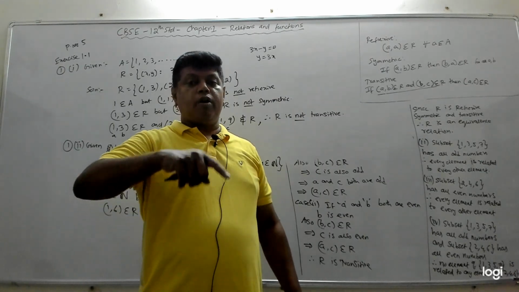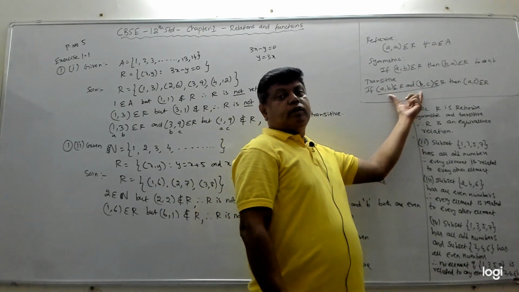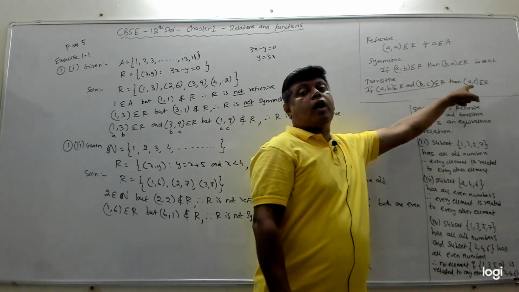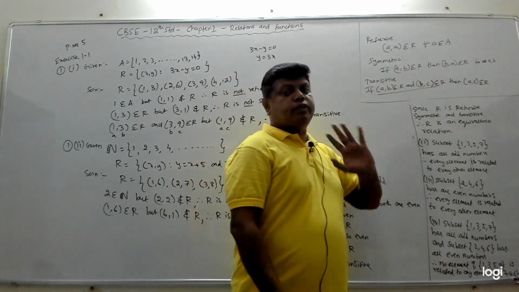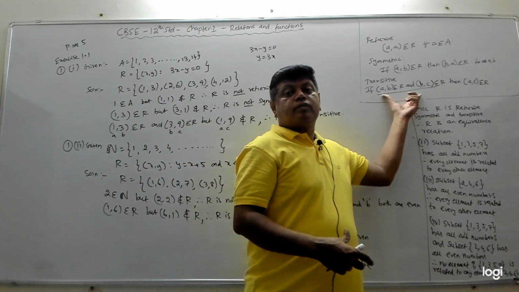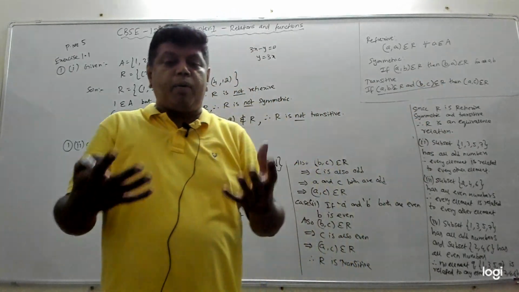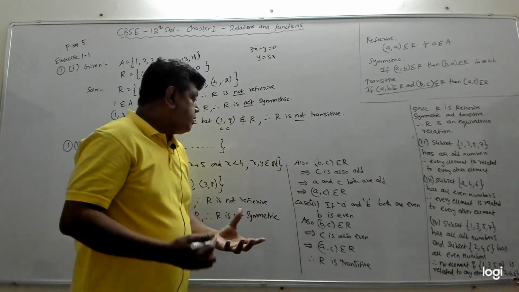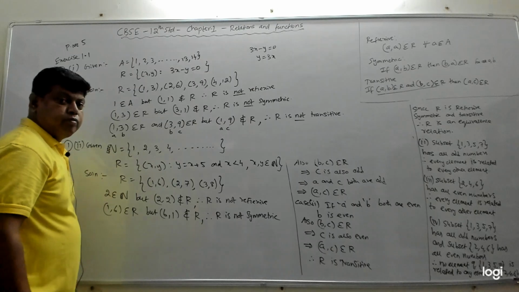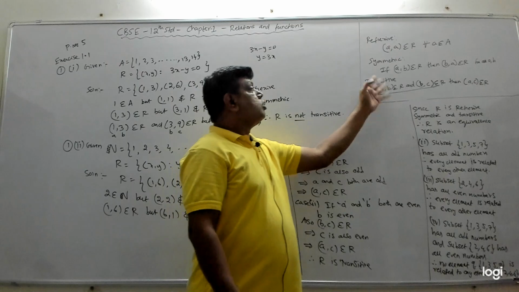Right? To prove it is not transitive, you should be able to find 2 elements like this, A comma B and B comma C, and A comma C should not be in R. Only then you can say that it is not transitive. Here we are unable to find 2 elements. Then only I can check whether A comma C, since we are unable to find A comma B and B comma C, no element is in that form. Therefore, we cannot say it is not transitive. Don't think that, no, I am not able to find these two elements, so it is not transitive. No.